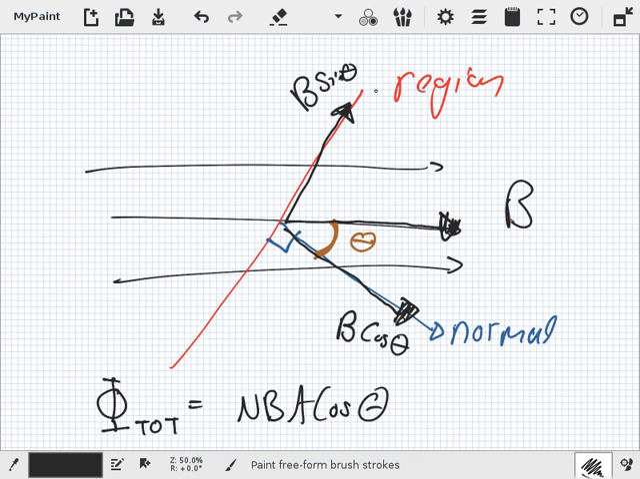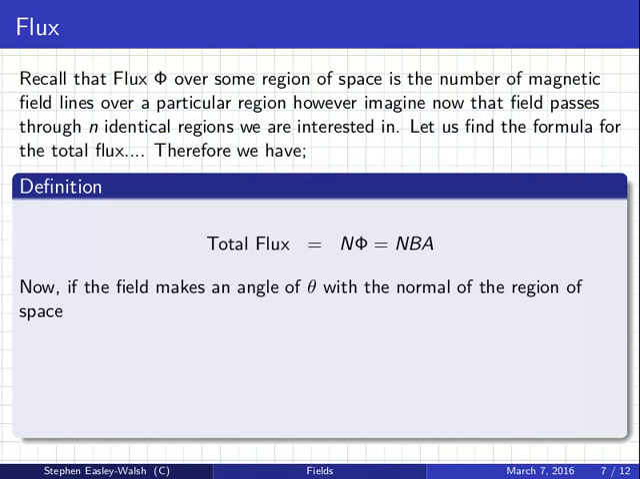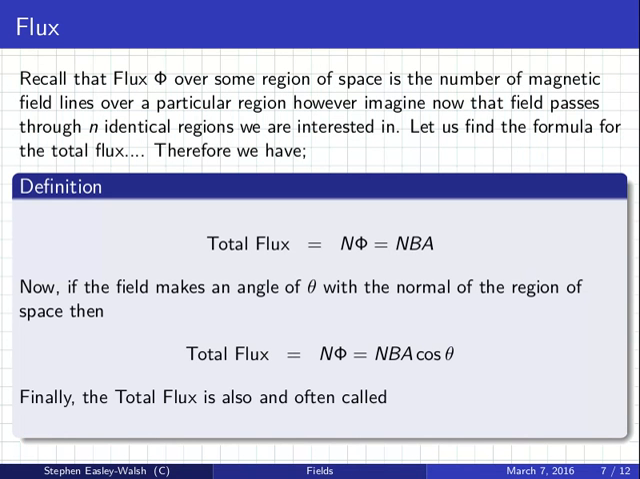Can I continue? I'm continuing. Too much time on this. So anyways, the formula is BA cos theta. And finally, the total flux is also called the magnetic flux linkage, mostly.